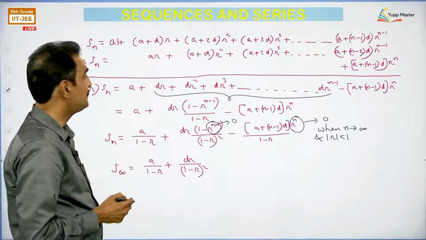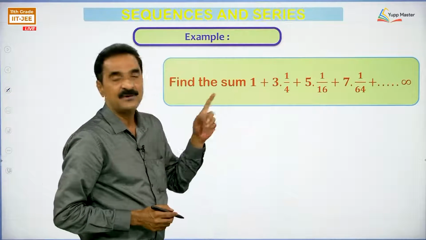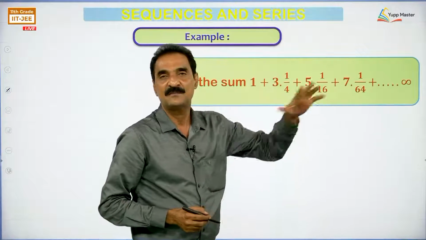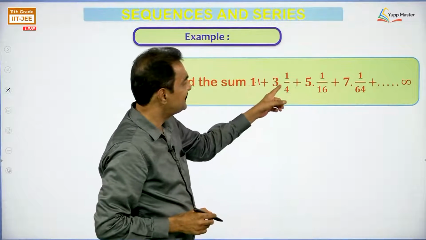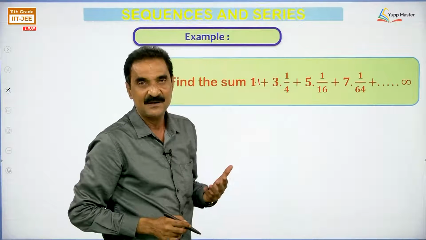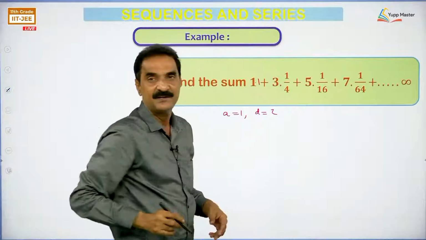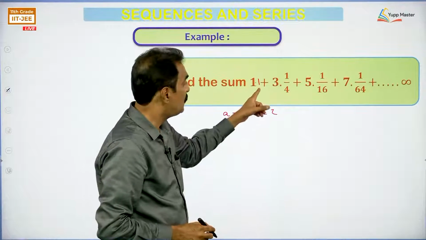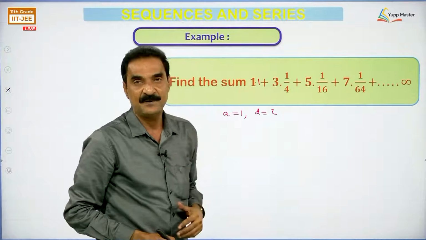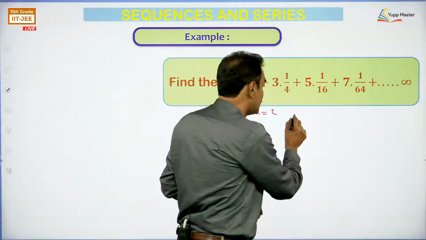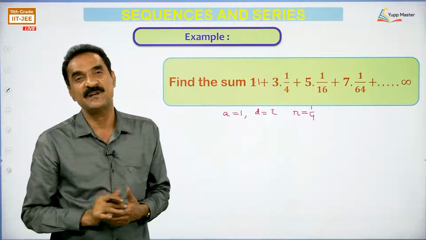Now, let us solve one example. Find the sum 1 plus 3 into 1 by 4 plus 5 into 1 by 16 plus 7 into 1 by 64 and so on. If you observe, the first factors are 1, 3, 5, 7 and so on. It is an AP. First term a is 1, common difference d is 2, alright. Now, the second factors are 1, 1 by 4, 1 by 4 square, 1 by 4 cube and so on. They are in GP. The common ratio r is equal to 1 by 4. So, this is AGP. First factors are in AP, second factors are in GP.